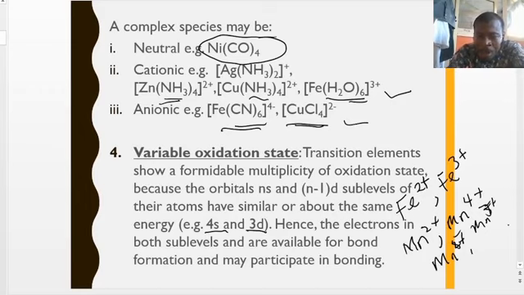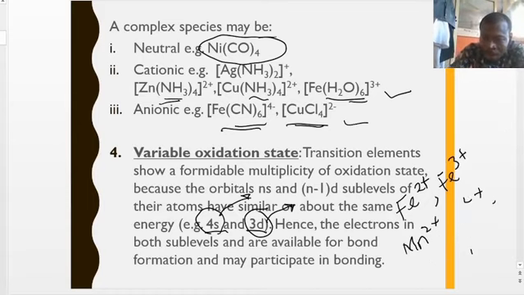Now, the primary reason why they have variable oxidation states is because electrons can get removed from either the 4s orbital or the 3d orbital, because both orbitals have very close energy levels. So electrons can be removed from the d, and they can also be removed from the s. When there is removal from these, it can therefore lead to the formation of variable oxidation states. Hence, the electrons in both sub-levels are available for bond formation and may participate in bonding. So that's the primary reason why they can form this. Now, let me give us one practical example with the electronic configuration.